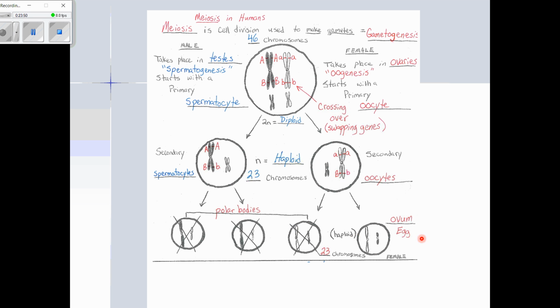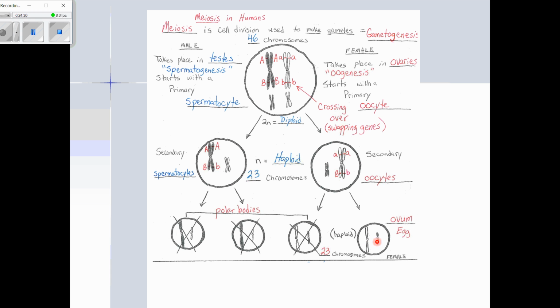I beg your pardon. Only 1 of them survives. 3 of them do not survive, and the ones that do not survive are called polar bodies. The one that does survive is the ovum, the actual functional egg that is ready to be released from the ovary and travel down the fallopian tube to the uterus, and maybe it gets fertilized by a sperm, maybe not. But that's the result of meiosis in women, is 1 egg and potentially 3 polar bodies which do not survive, and they're just not needed.